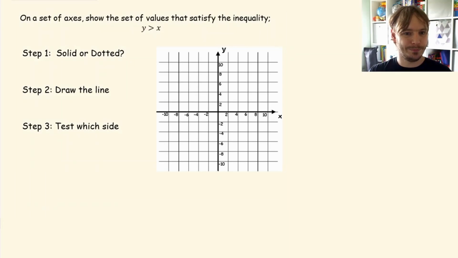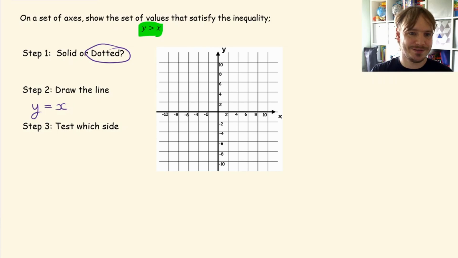One more simple example. This is a little bit more awkward because my equation for the line is a little bit more awkward, but we'll run through the same steps. Solid or dotted, there's no equals line, we want it to be dotted. Draw the line, I want to draw y equals x. Swap the inequality for an equals sign. I now need to plot the line y equals x.